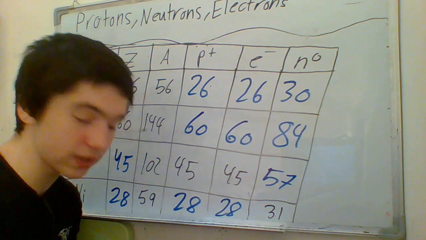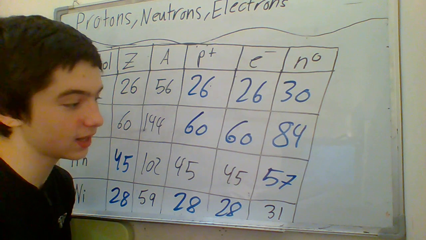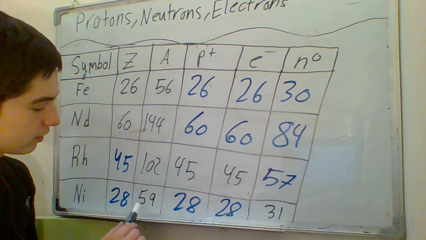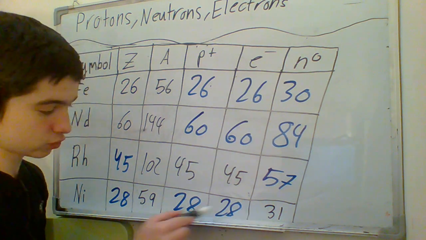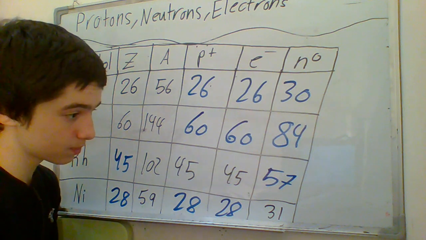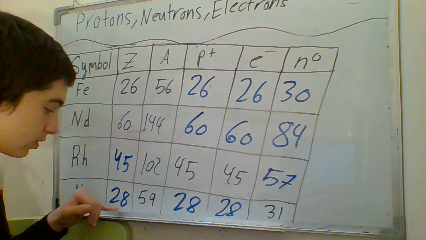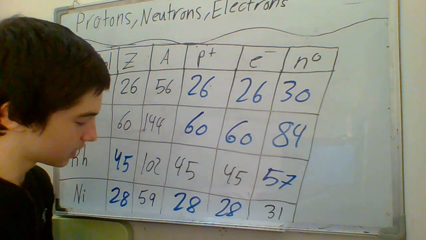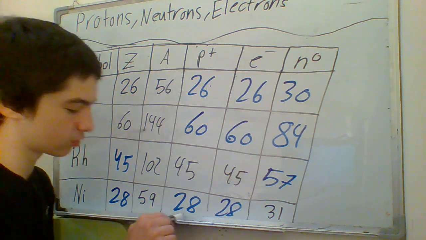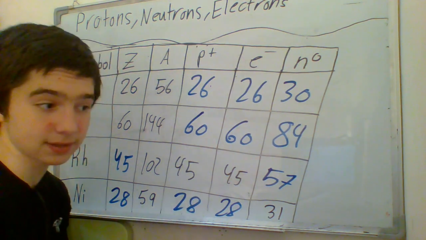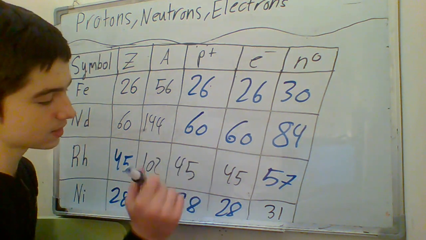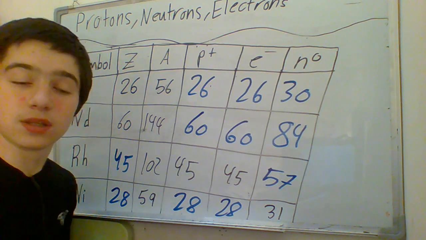The number of electrons will equal the number of protons, because it's a neutral element. So 59 minus 31 equals 28, and 28 protons is also the number of what? The atomic number. So the atomic number equals 28, the number of protons is 28. Neutral element, so the number of protons should equal the number of electrons. 28 is also the number of electrons.